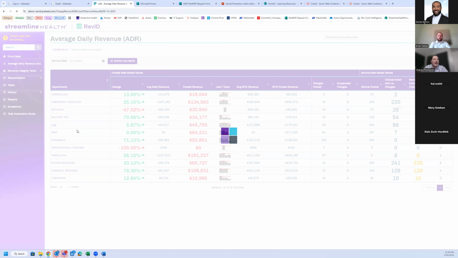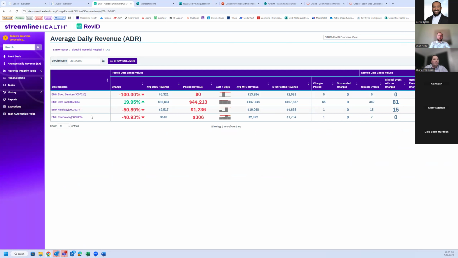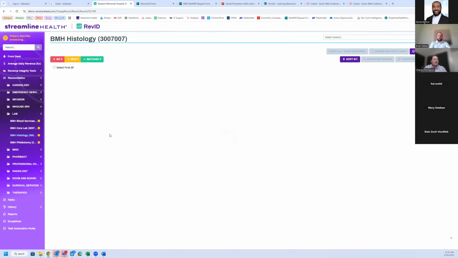As I drill into lab here, it's going to show me the 4 different cost centers I have associated with lab. And I can see right away, I have 3 cost centers that I expected more revenue from. And for 2 of those departments, I have about 96 opportunities. So we're going to go into histology here, which posted 50% less revenue than expected, and there are 15 opportunities. As a leader, I can click in and view these.